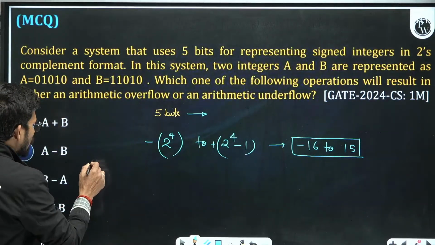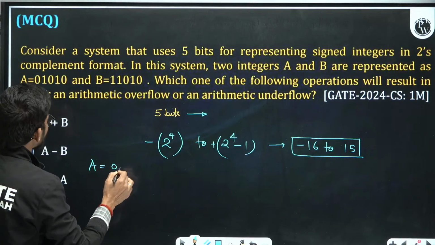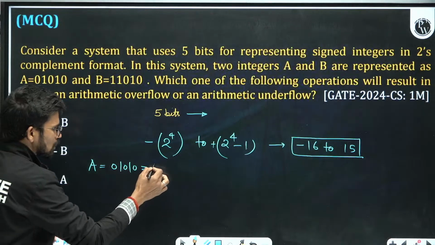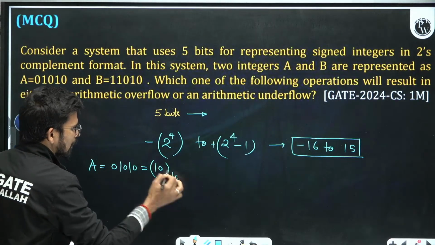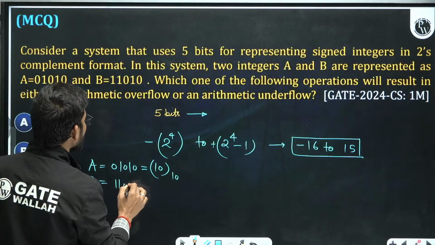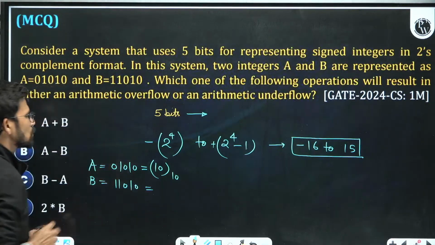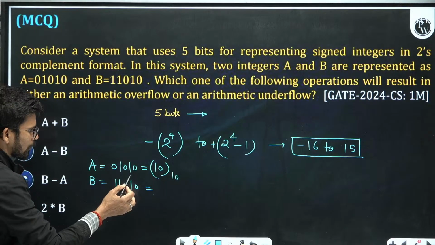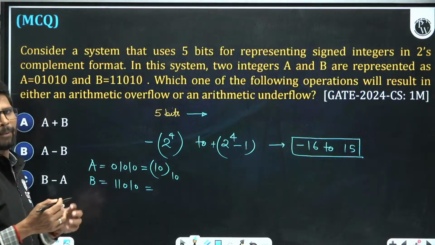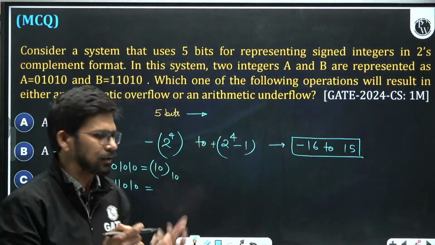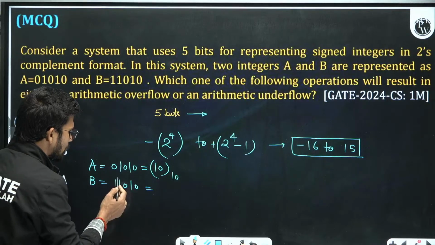Now, what is the value of A? A is a positive number because MSB is 0 and 1010 is 10 in decimal. B is a negative number because MSB is 1. Convert it into decimal. Now this is 2 to the power 4, 2 to the power 3, 2 to the power 2, 2 to the power 1, 2 to the power 0. So take the weight of the MSB as negative and expand it. So minus 16 into 1 plus 8 into 1.